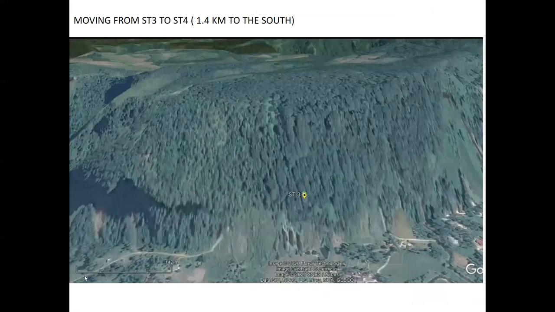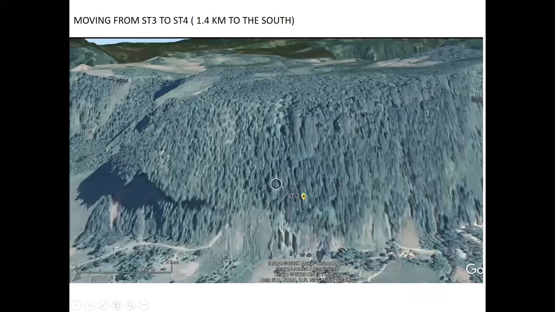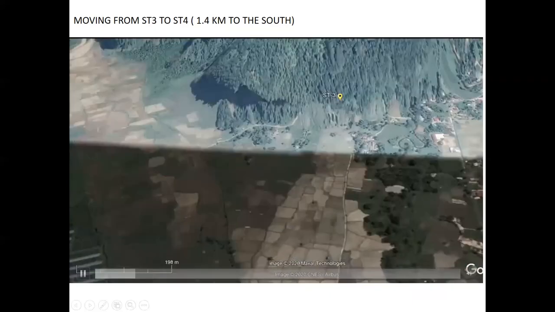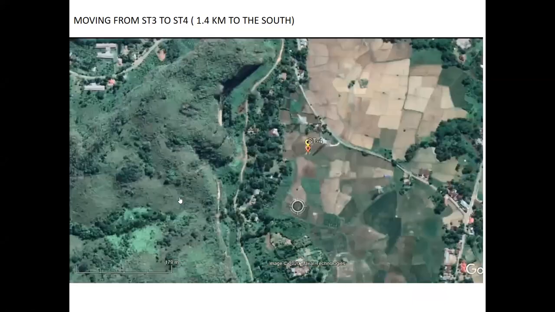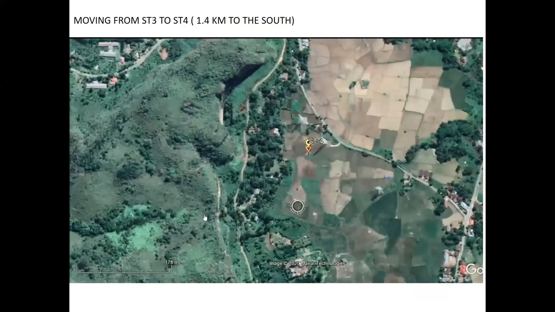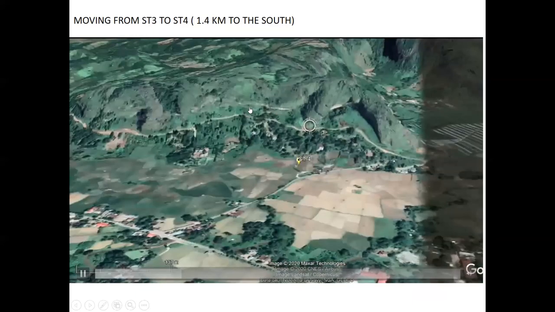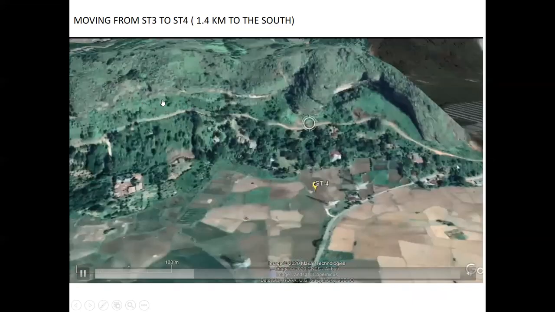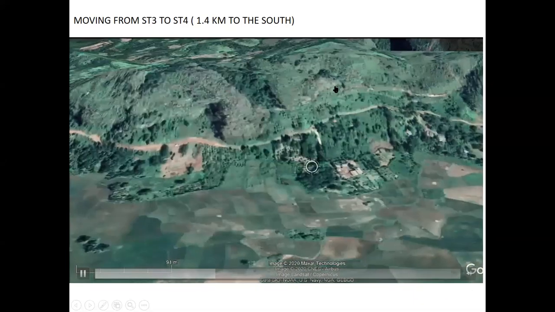Now we are moving from stop site 3 to stop site 4, basically moving from north to south. The distance is roughly about 1.4 kilometers. We are visiting the opposite hill from stop site 3. From this geomorphology, we are visiting a high topographic relief where the vegetation is dominant at the tops, indicating that the coarse sediments are dominant in this outcrop.